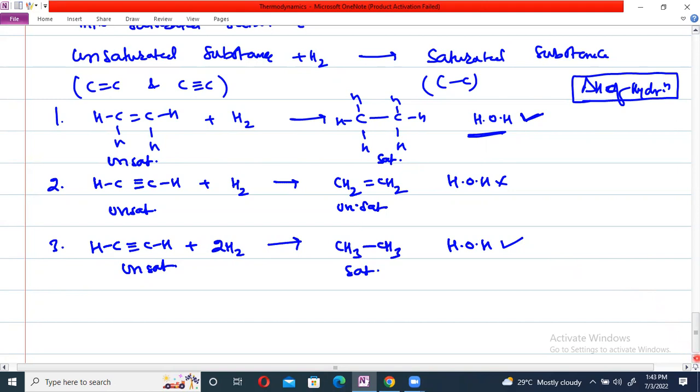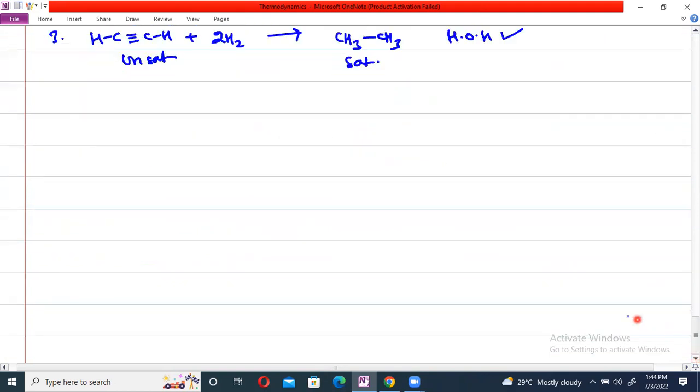Coming further, another topic is called bond dissociation energy, which is used to calculate the enthalpy for the formation of a molecule and so on, right? So this is another process, better for calculating with the bond dissociation energy and so on.